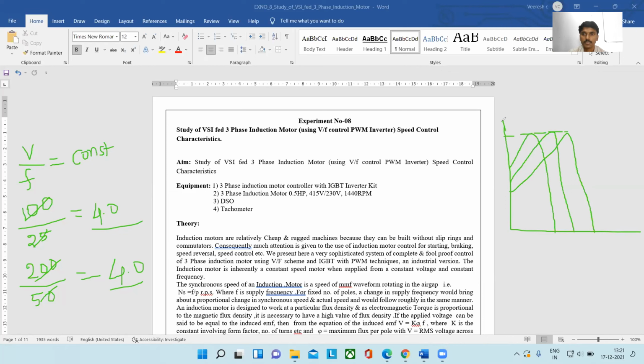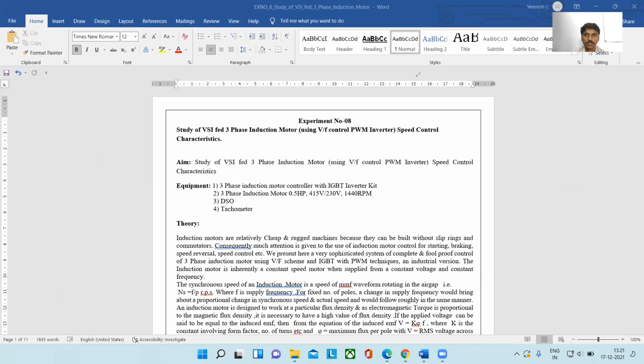Okay, for that purpose, we are going for the method V by F is equal to constant. So this is the simple concept of why we are going for the V by F is equal to constant method, for maintaining the constant torque.